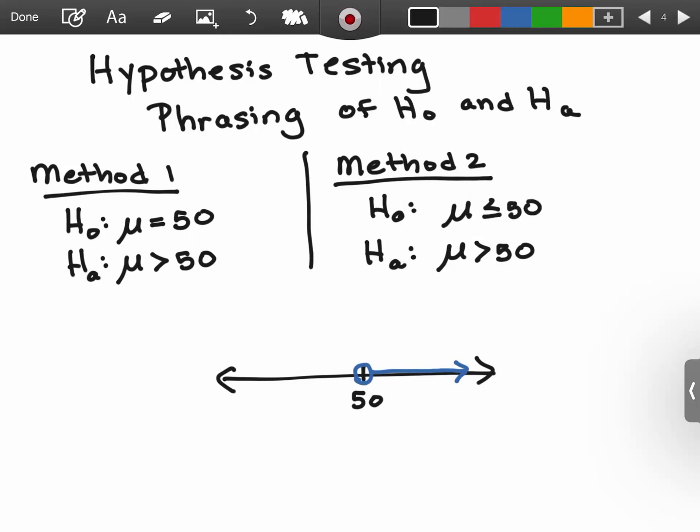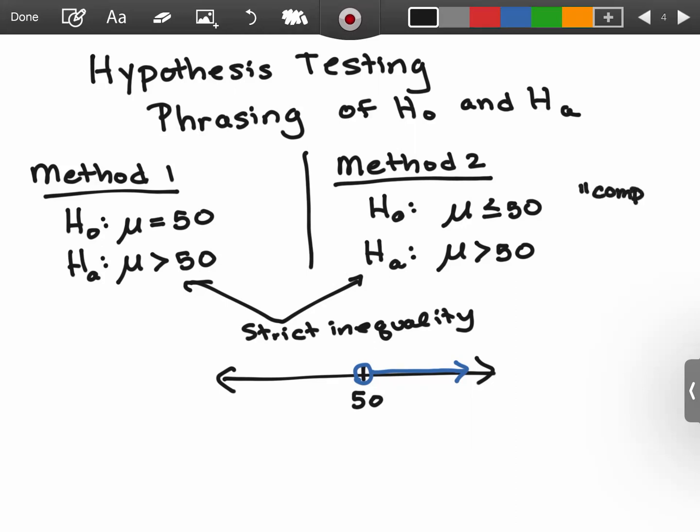Just like before, the alternative hypothesis is always what's called a strict inequality. There's never an equal to part on it. However, unlike before, the null hypothesis is just always going to be the complement, everything else that's not included in the alternative.